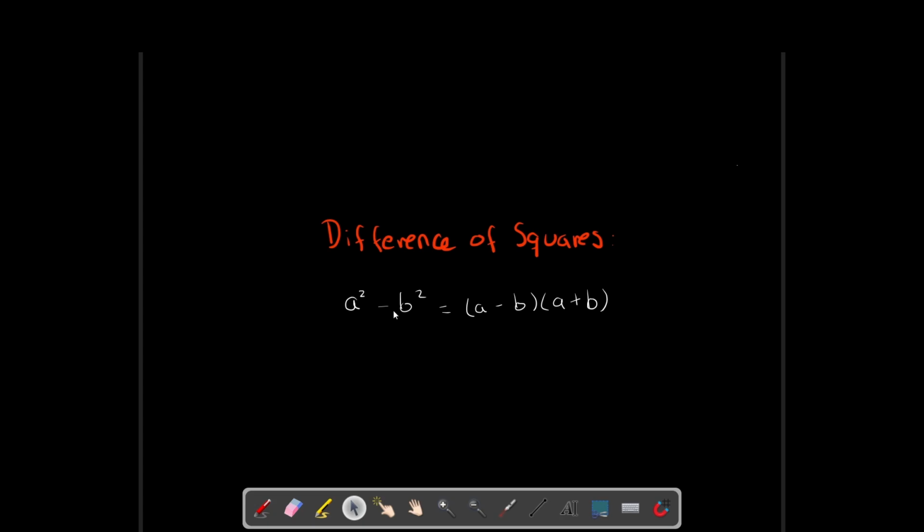Here we have the second lesson on factoring, this time difference of squares. This binomial factors in 5 seconds if you spot this pattern: a squared minus b squared equals a minus b times a plus b. It's just that easy. We're going to keep this formula so that we can work on some examples.